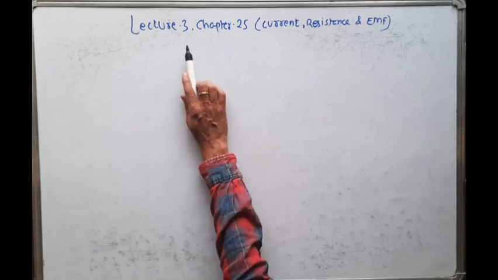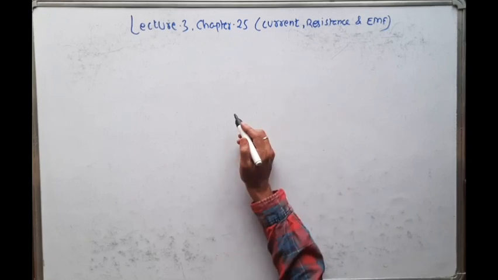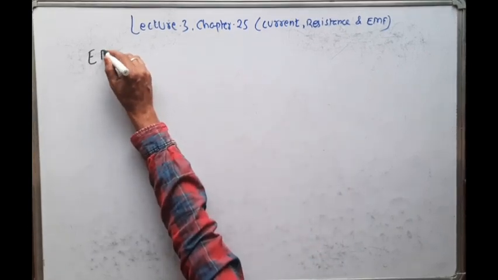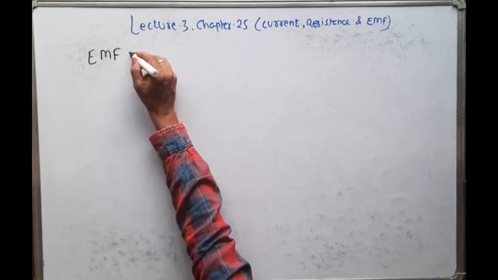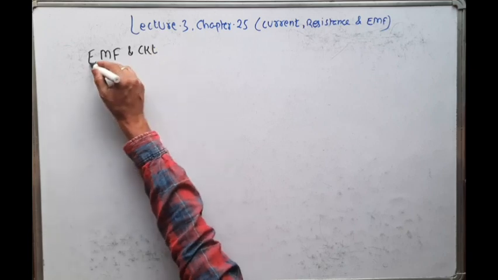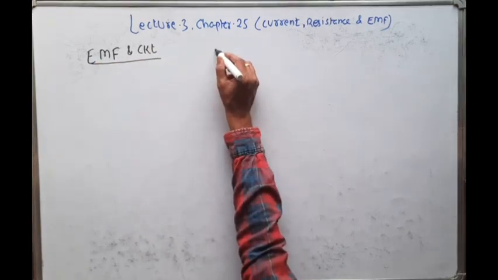Today, this is lecture number 3 of chapter 25, that is current, resistance, and EMF. So, we will discuss now what is the physical concept of EMF. What is the circuit? What is EMF? Now, see, EMF means suppose you take a conductor.